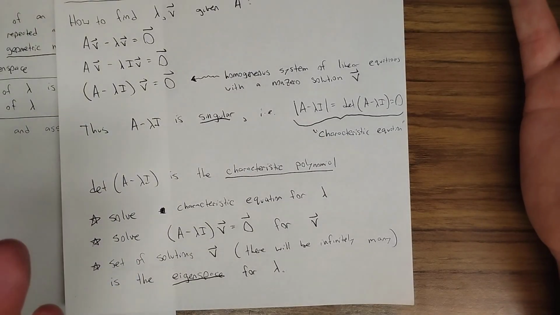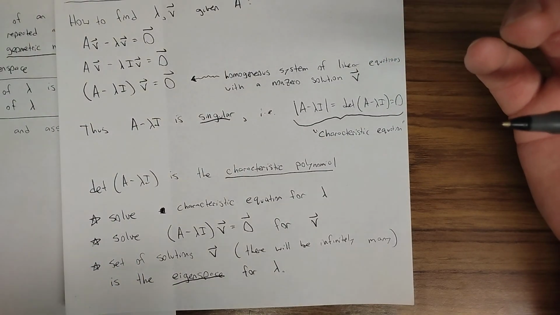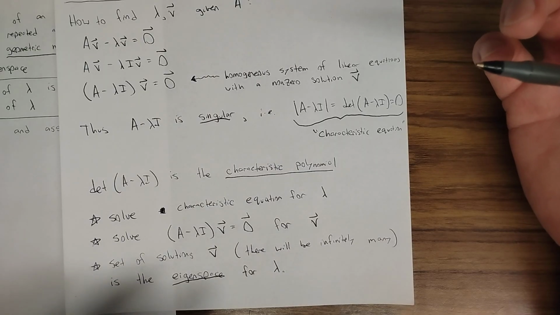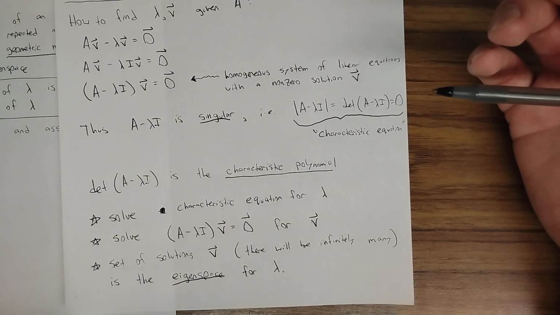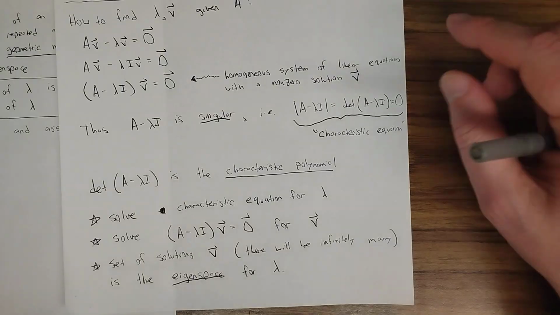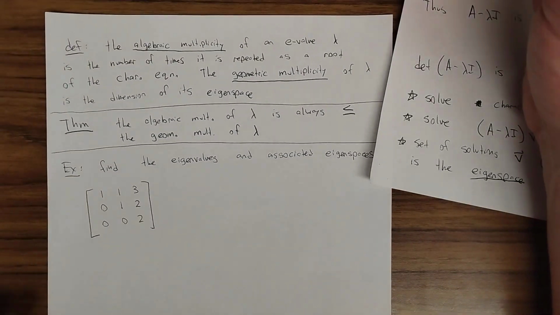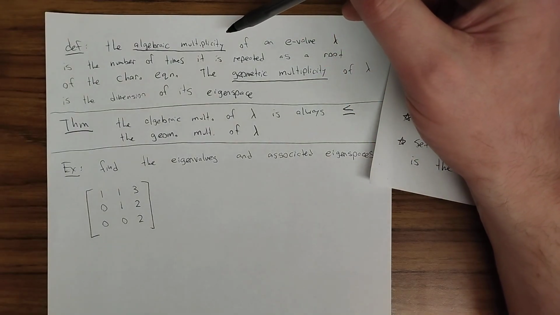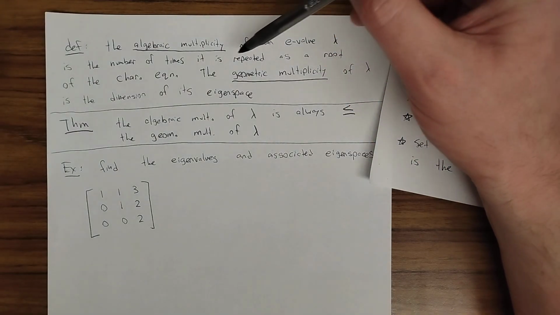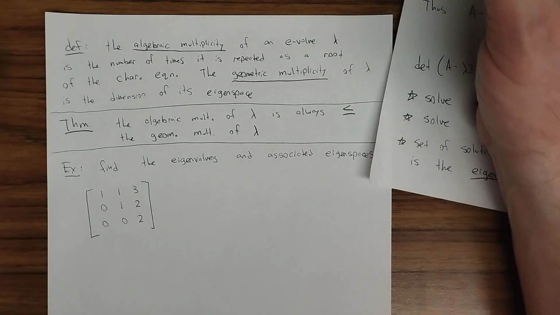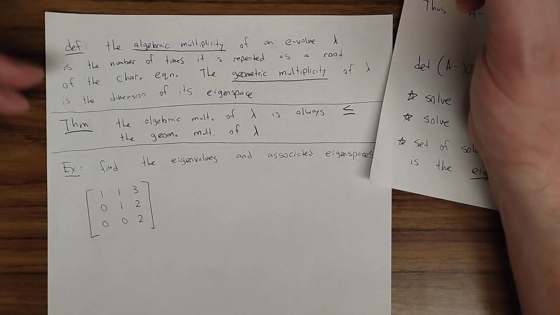If you see lambda minus 1 cubed, I would say that 1 is an eigenvalue with algebraic multiplicity 3, because that's the power, like if it's lambda minus 1 cubed. So that's what algebraic multiplicity is. It's the number of times lambda is repeated as a root of the characteristic equation when you factor that polynomial.